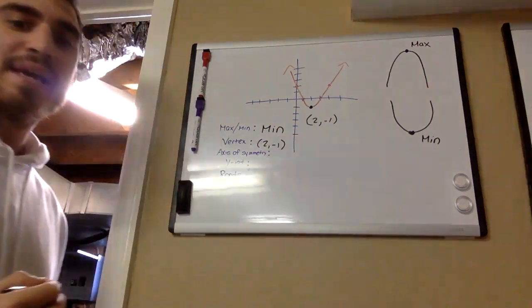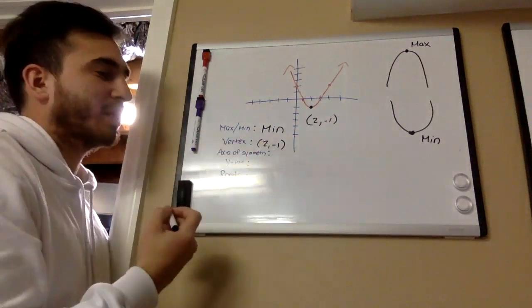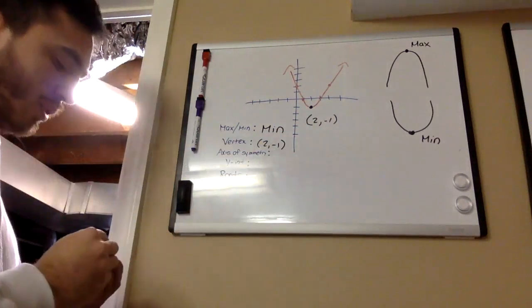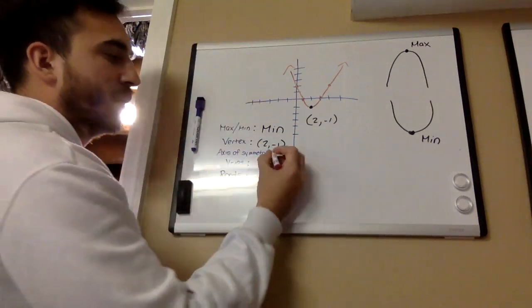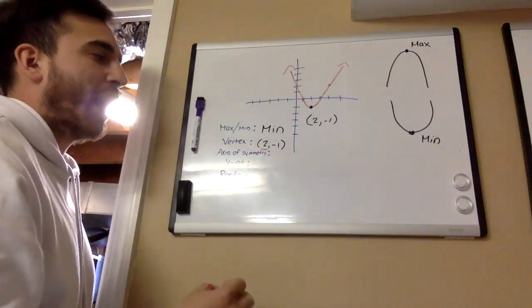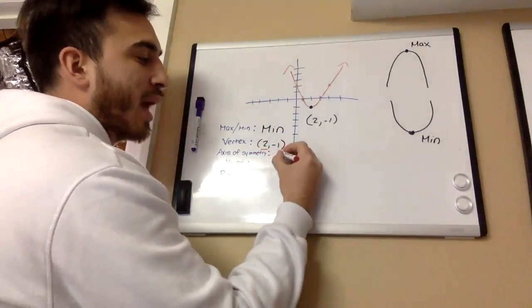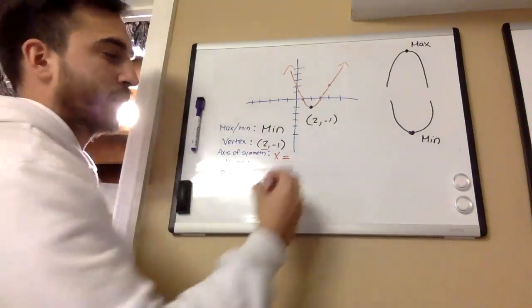The one after that is your axis of symmetry. Axis of symmetry is pretty easy because once you have your vertex, all you need to do is take the x-coordinate of the vertex. So in this case, our x-coordinate is 2. So our axis of symmetry is going to be x equals, do not forget the x equals, 2.